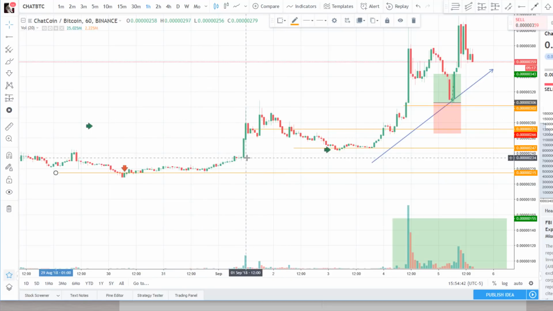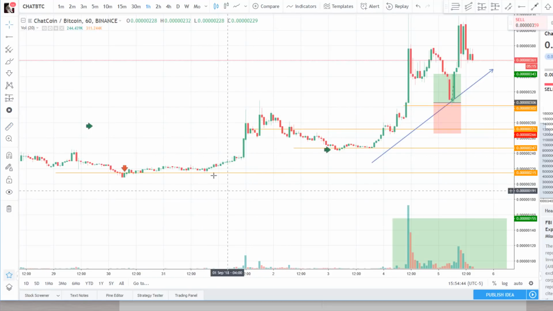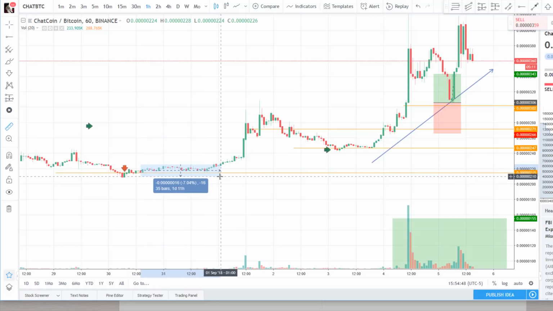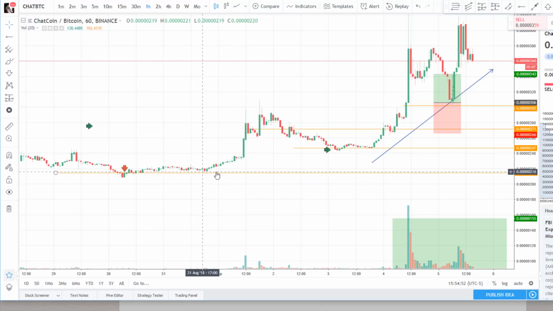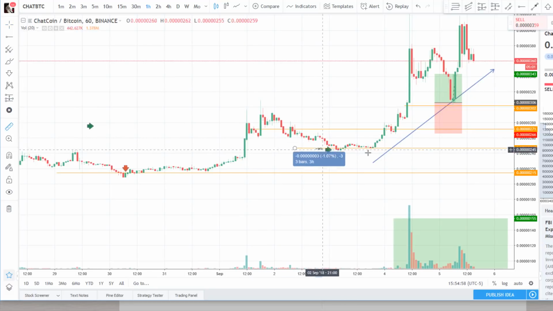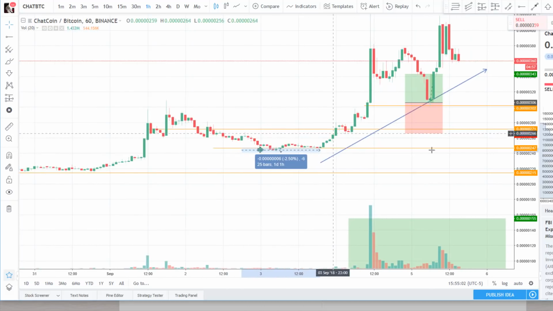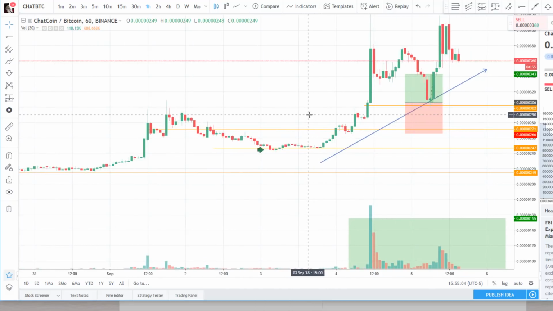Instead of waiting for the move where everybody's surprised, you actually saw some early signs of potential accumulation, potential surprise, and maybe you entered a smaller position here. And then maybe as structure continued to hold up here, you entered a trade. That's key.